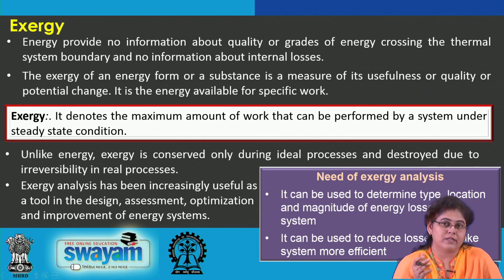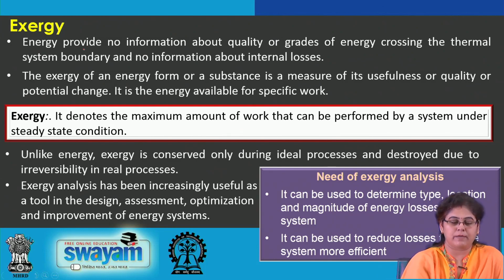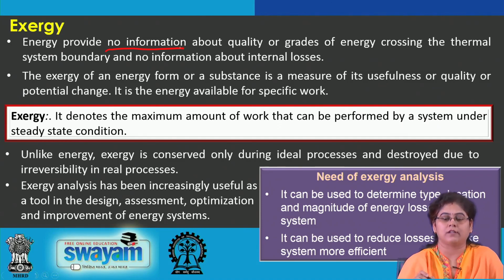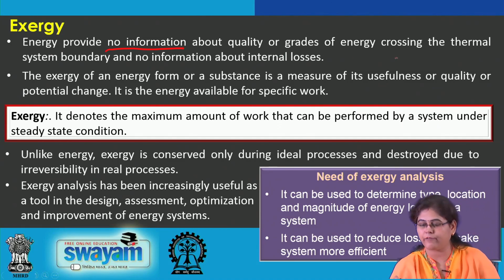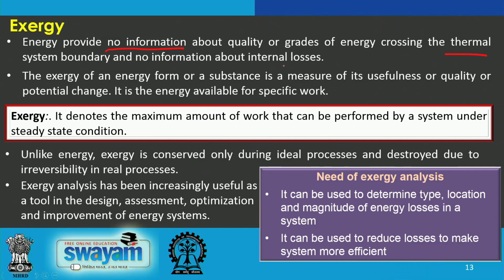Basically, we have seen that the energy balance at different components of the collector is very important in order to achieve the maximum drying rate, and these energy balance equations are derived in order to find out the performance. But energy provides no information about the quality or grade of energy crossing the thermal system boundary, and no information about the internal losses that are taking place.